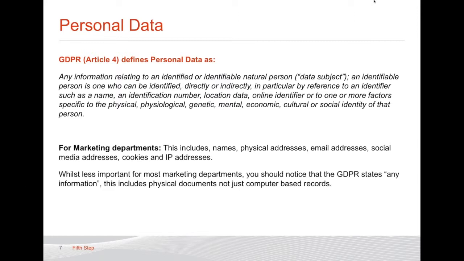So whilst it's less important for most marketing departments, you should take notice of the fact that GDPR states that it's any information. So this can include physical documents, not just computer-based or digital records. As I say, that's more important for some HR departments and things, but it's important to understand that you're not off the hook if you're storing everything on paper.